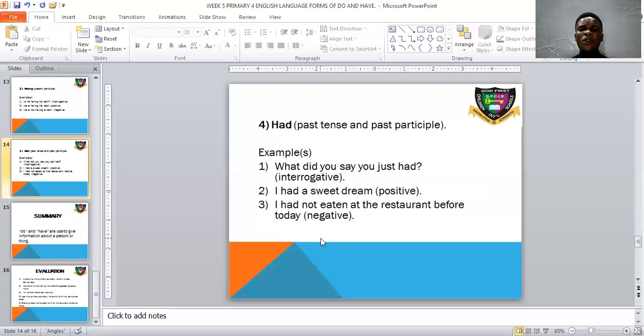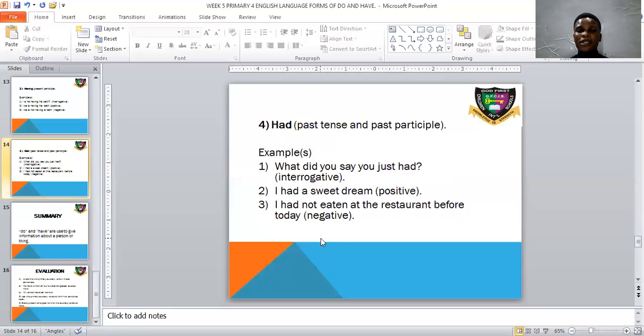Sentence. The second one is saying, I had a sweet dream. Initially, that was what you said, but I didn't hear you. So now you are putting it to me because I've asked you a question already. I said, what did you say you had? Now you are answering my question, saying, I had a sweet dream. I had what? A sweet dream.